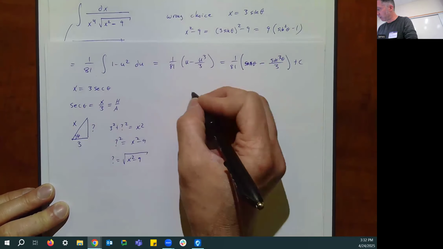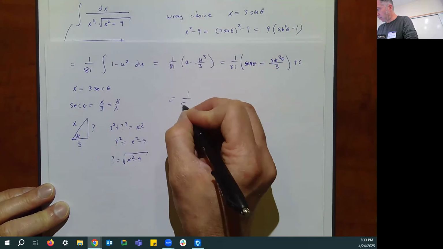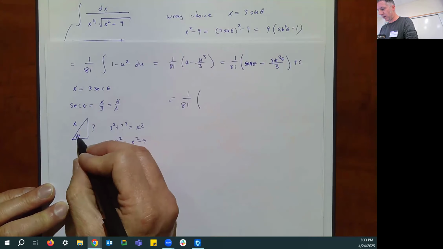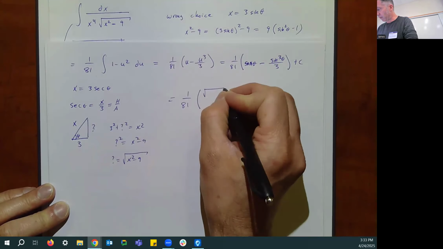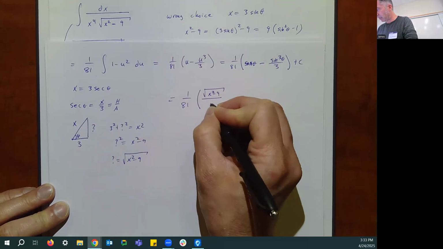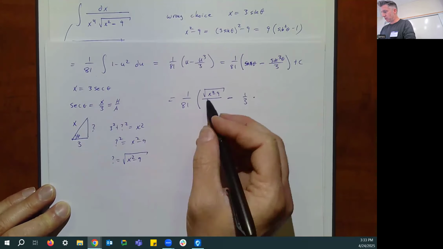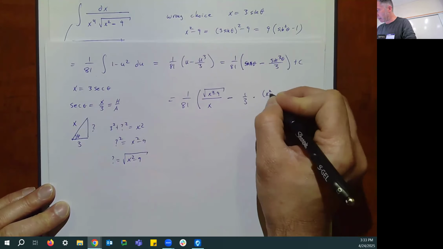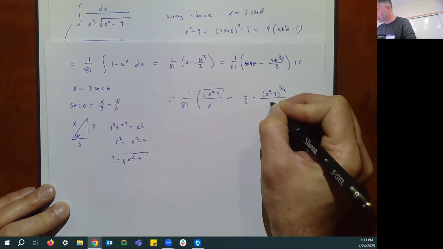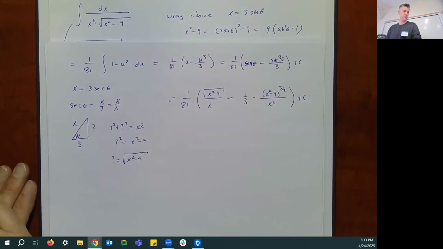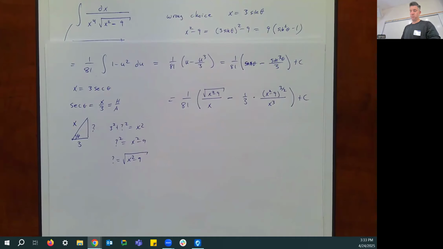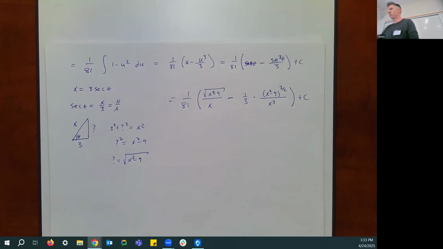So this ends up equaling 1 over 81 times sine of theta, which is the opposite over the hypotenuse. So that's going to be the square root of x squared minus 9 over x, minus 1/3 times sine cubed, which is going to be this quantity cubed. So x squared minus 9 to the 3/2 power divided by x cubed. It's kind of bizarre. These trig substitutions always feel kind of bizarre. They do get weirder. Let me show you another one.